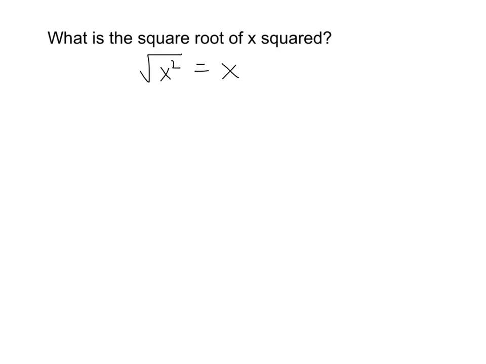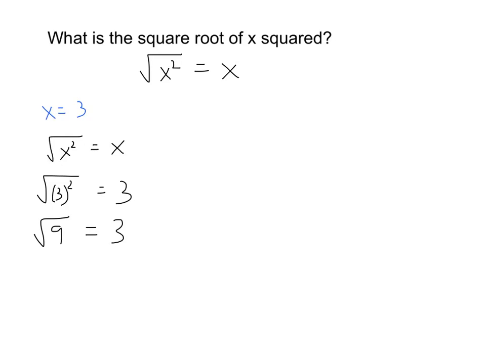Let's test whether this is true if x is equal to 3. We have the square root of x squared equal to x, so we take the square root of 3 squared and see if that's equal to 3. Well, 3 squared is 9, so on the left we have the square root of 9, which is 3. Is 3 equal to 3? Yes, that's true. So it seems to make sense that the square root of x squared is equal to x.